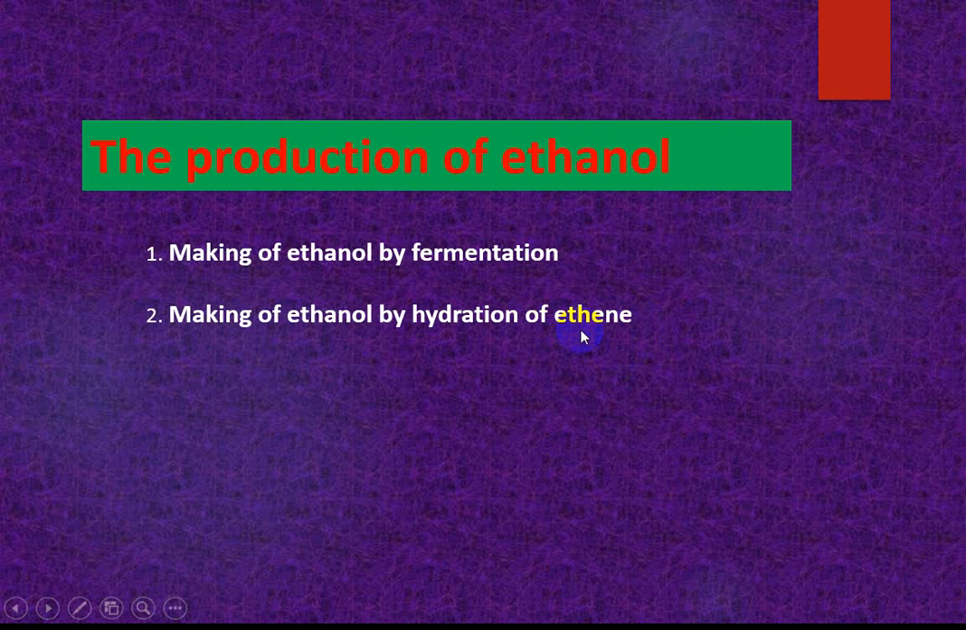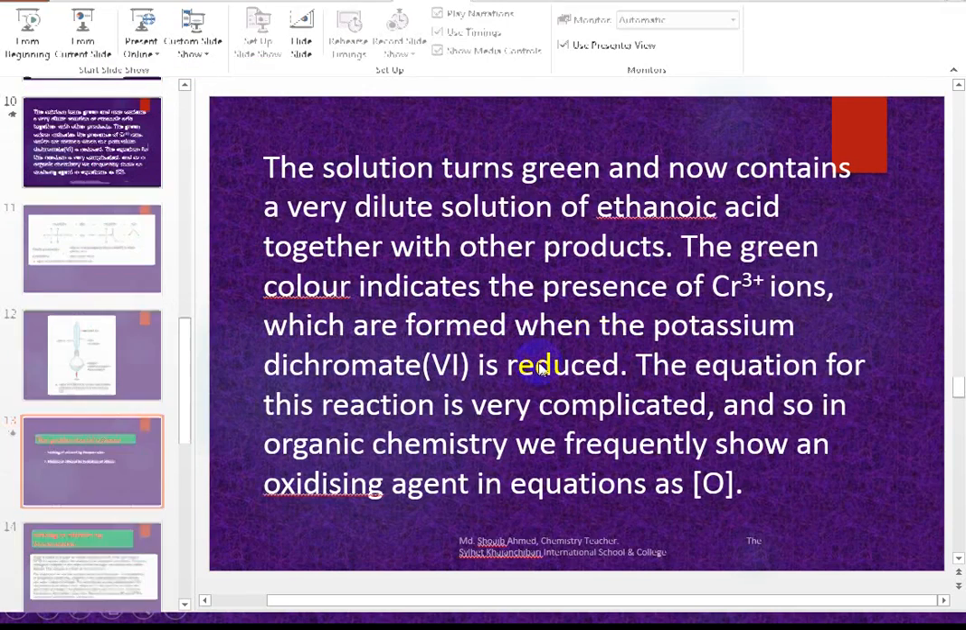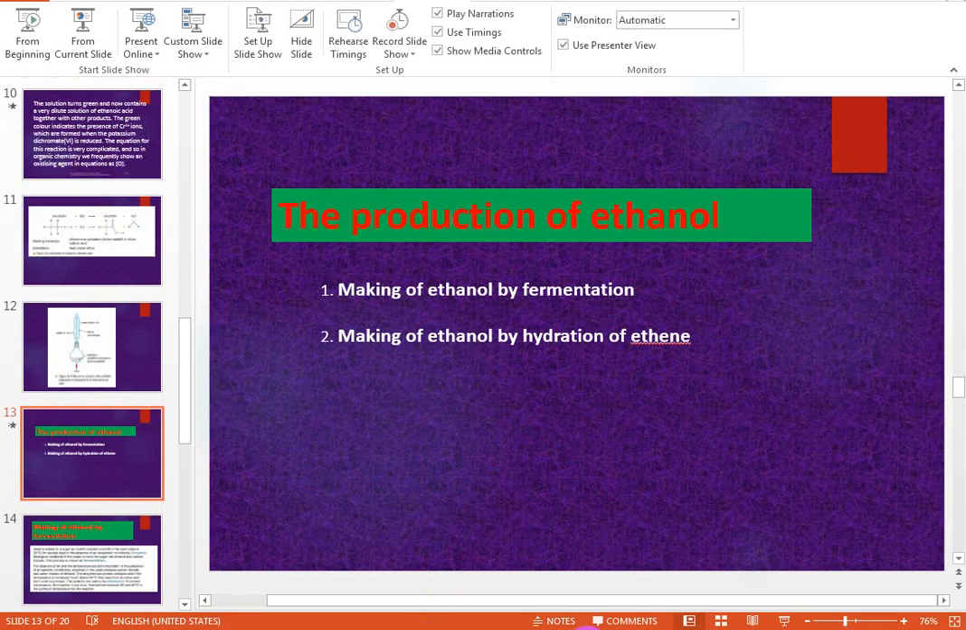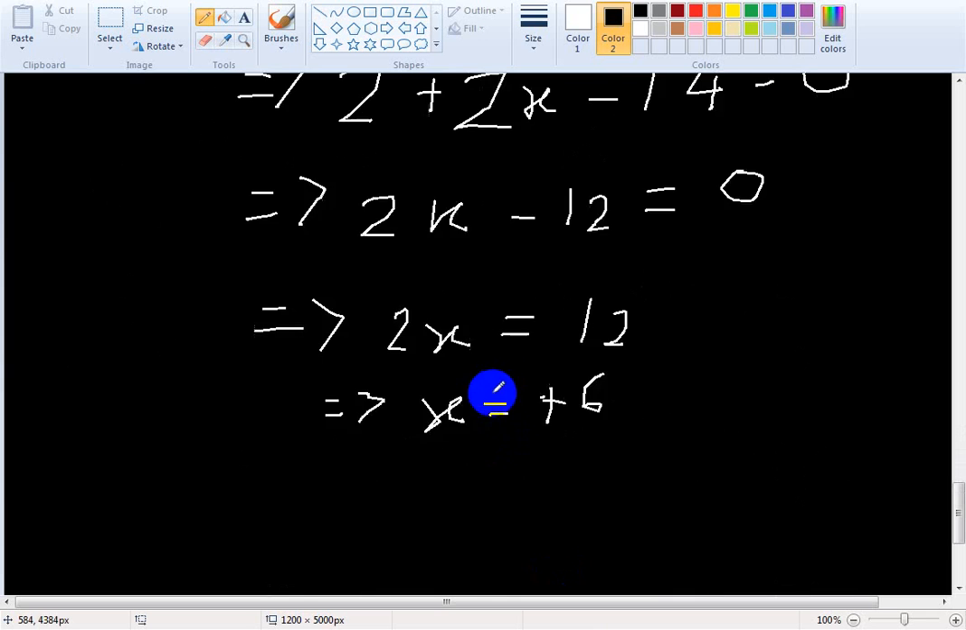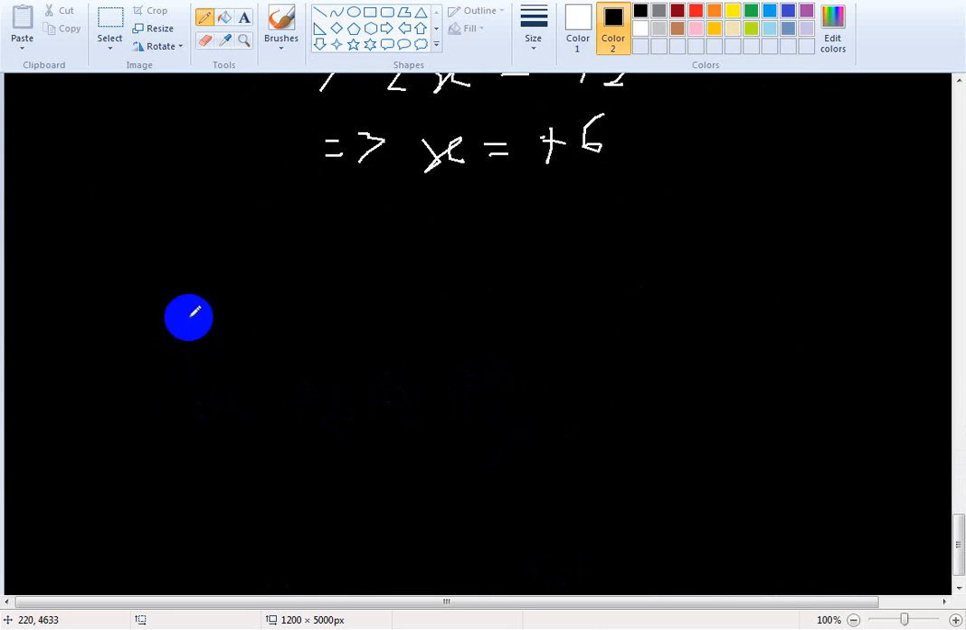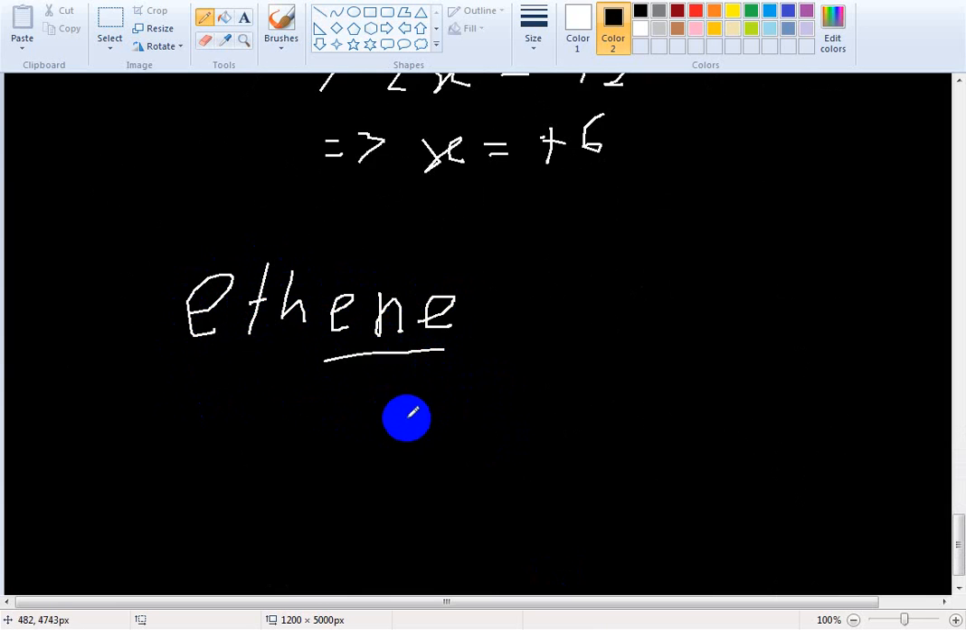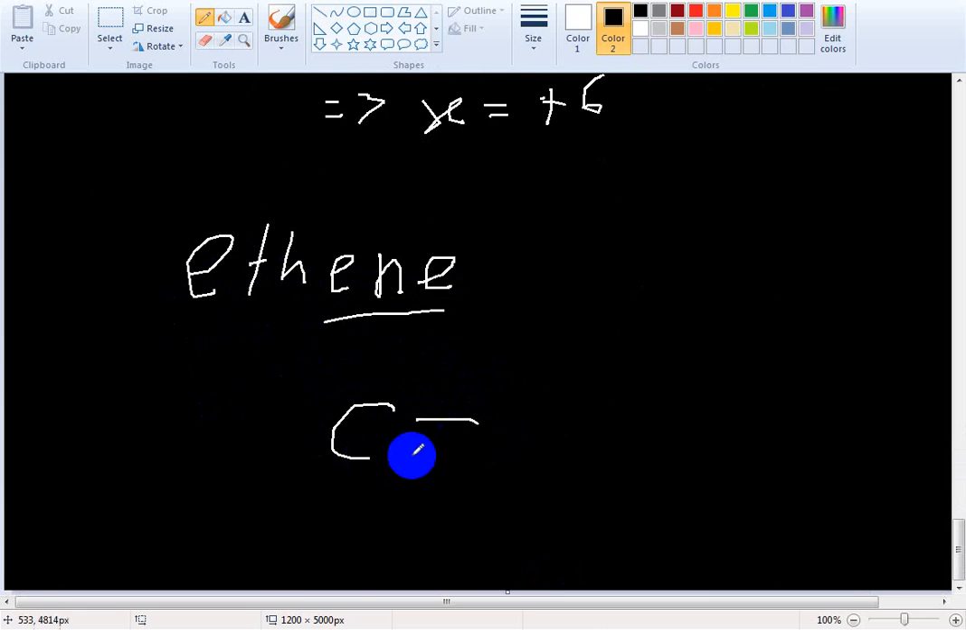How many carbons does ethene contain? Two carbons. Good. These are joined by a carbon-carbon double bond. So two carbons. This is ethene.